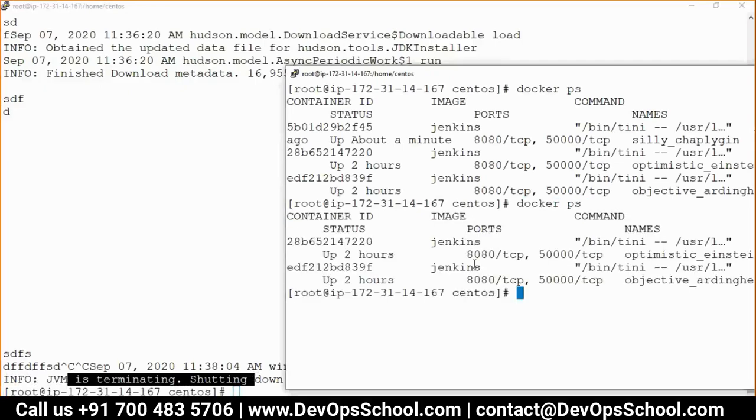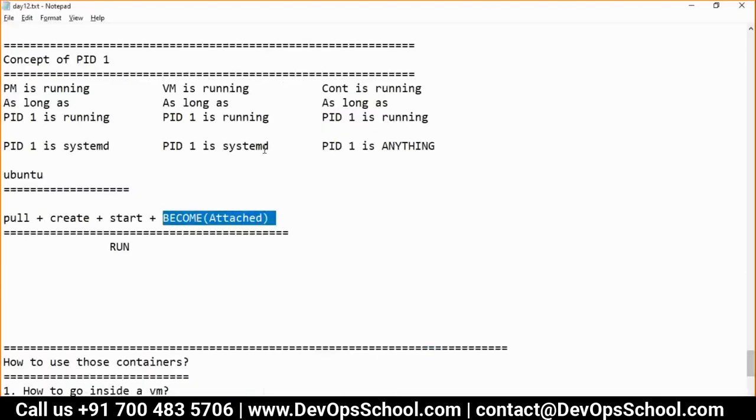Container got exited. So that's a proof that if PID 1 is running, container is running. PID 1 got exit, container got exit. PID 1 is actually anything. As long as this anything is running. Did you see this relationship?